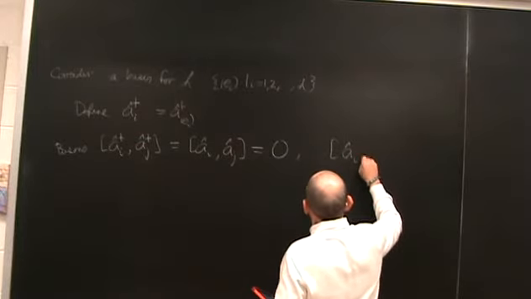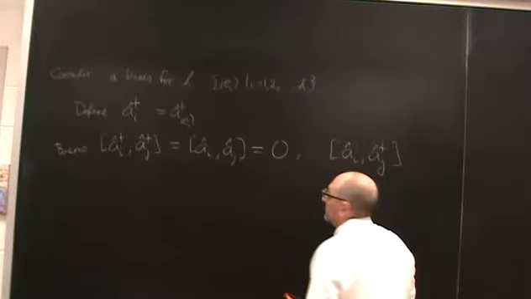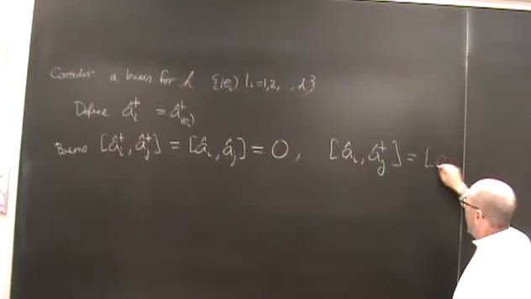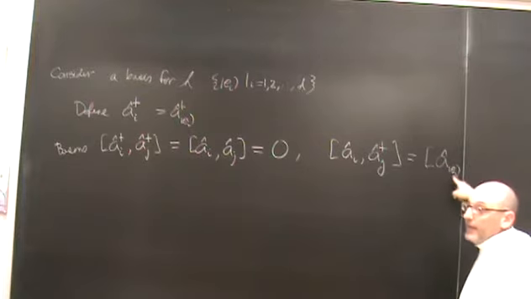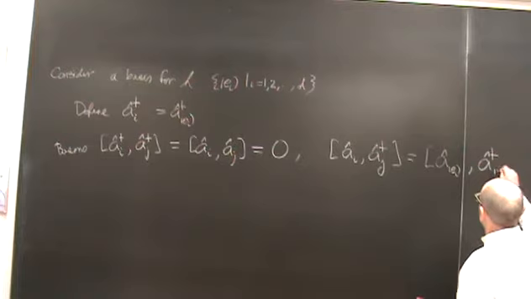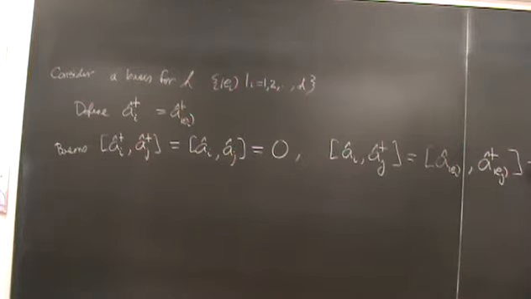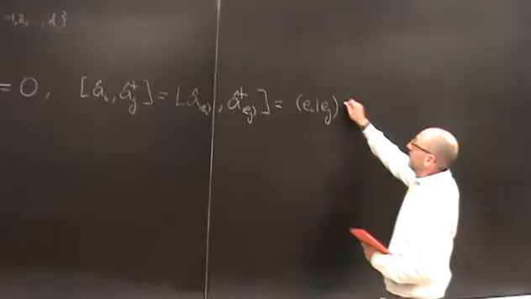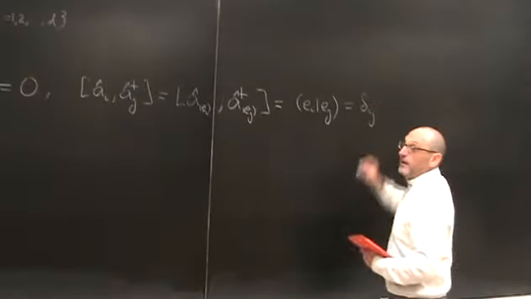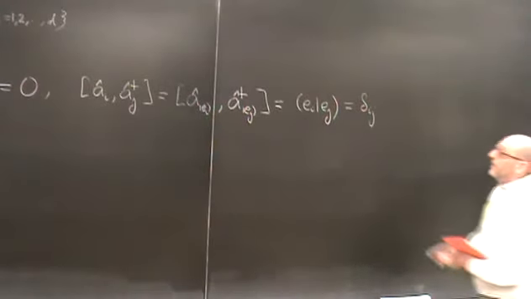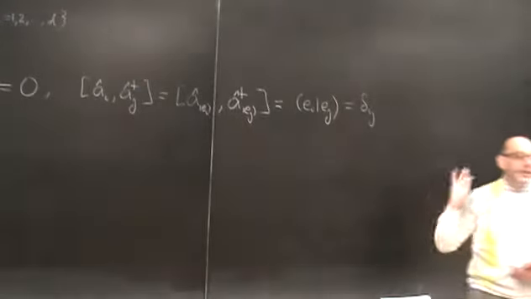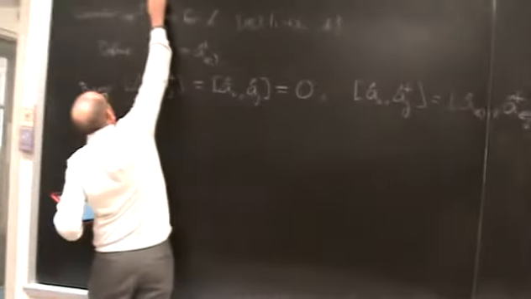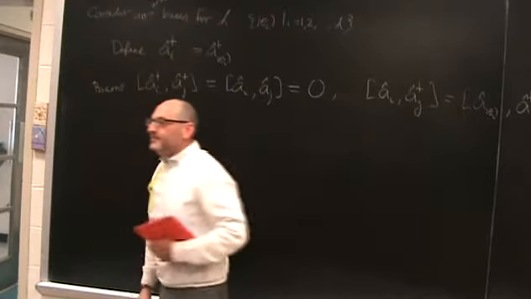And what about this? Well, according to the rule, this is a shorthand for annihilating in the state e sub i, and creating in the state e sub j. Right? And this, according to the rule, is the inner product between those, which is what? Delta ij, right? It's zero if they're different states because they're orthogonal, and it's one because I've chosen this to be an orthonormal basis. Okay.